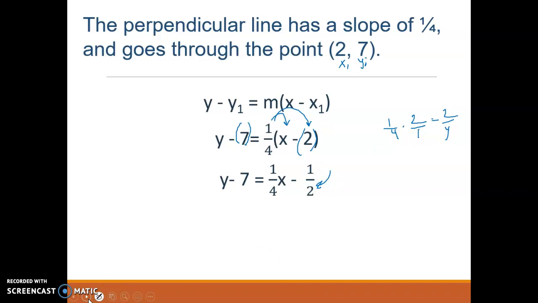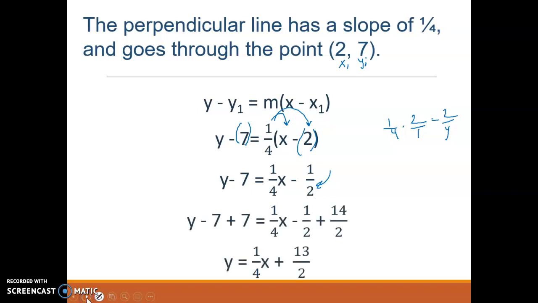We're then going to use our rules of algebra to get the y by itself. So we will add 7 to both sides. And we get y equals 1/4 x plus 13/2. So you can see we just added 7 here, and then we added 7 here. 14/2 is 7. We had to write it that way so that we could add those 2 fractions together with a common denominator.